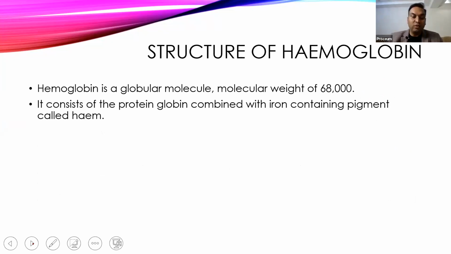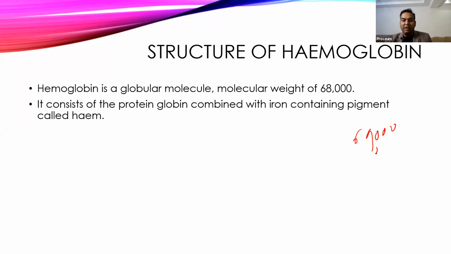Then come to the structure of the hemoglobin. It has a molecular weight of somewhere around 68,000. If you know, okay, I didn't teach you, the lowest protein present in the plasma, which is albumin, has a molecular weight of 69,000. So hemoglobin is smaller than albumin. That's why it can easily pass through the Bowman's capsule. And it contains the pigment conjugate part, that is heme, which contains iron.